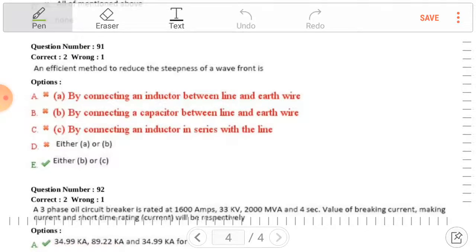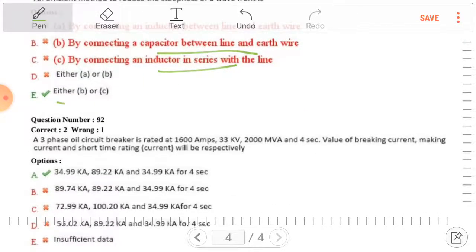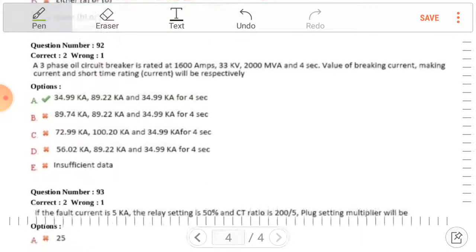An efficient method to reduce the steepness of a wavefront is, so the wavefront can be reduced by connecting an inductor in series or a capacitor in parallel with the line. So capacitance is connected from line to earth wire, and capacitance is used to protect from steepness of wavefront. So it will avoid the rate of change of voltage and it can protect the appliances. Option E is correct, either B or C.